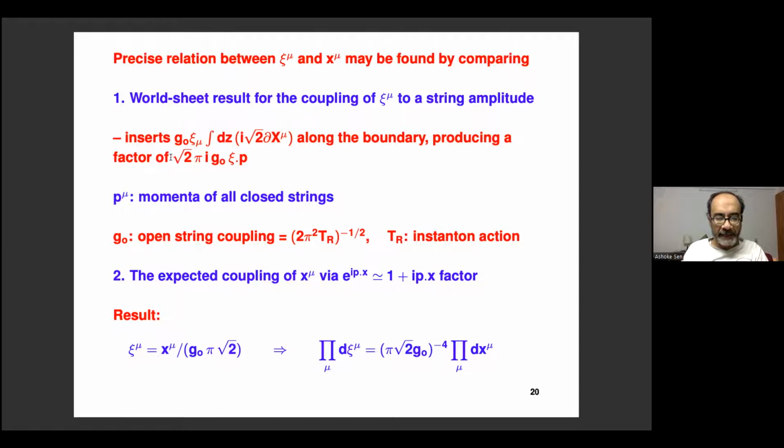So you have to compare this with the expected coupling of the actual instanton position. That, of course, will appear via the e to the i P dot x factor. If P is the total momentum of the closed strings in the amplitude, then the x dependence should be e to the i P dot x, which you can expand out. Now you can compare the xi coupling with the x coupling to figure out the relationship between xi and x. So that's what we see here. Xi mu is given by x mu over g_O times pi root 2. And so the integral over xi mu, we can now convert to an integral over x mu.